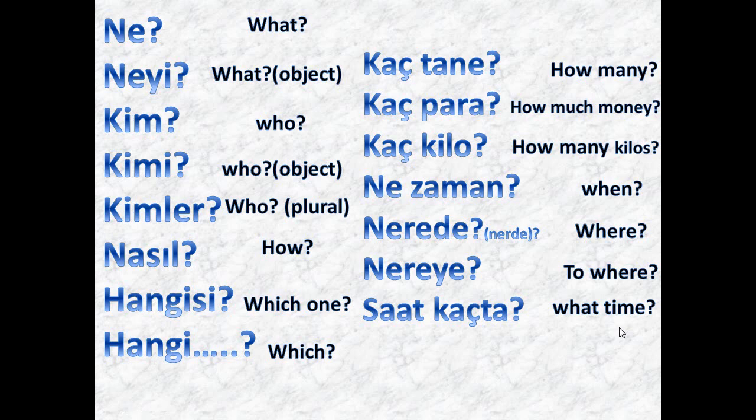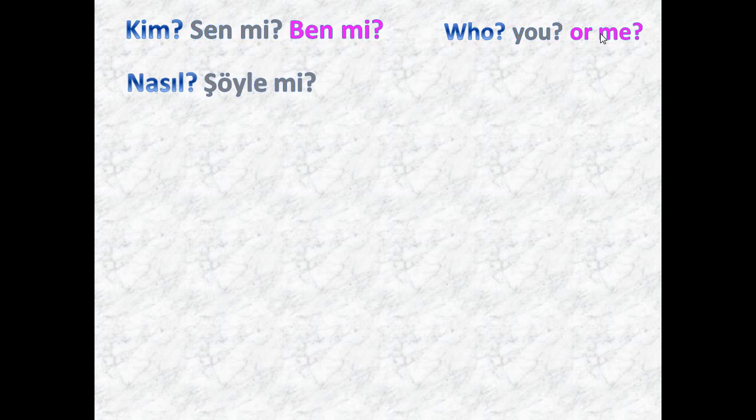Okay, let's go through some examples. Here we have kim. Sen mi? Ben mi? Which means who? You or me? I didn't write the meaning of or literally, but when we ask a question like this, there is a kind of or meaning appearing there. I've highlighted with different colors so you can see which part means what. Next example, nasıl? Şöyle mi? Which means how? Like this?